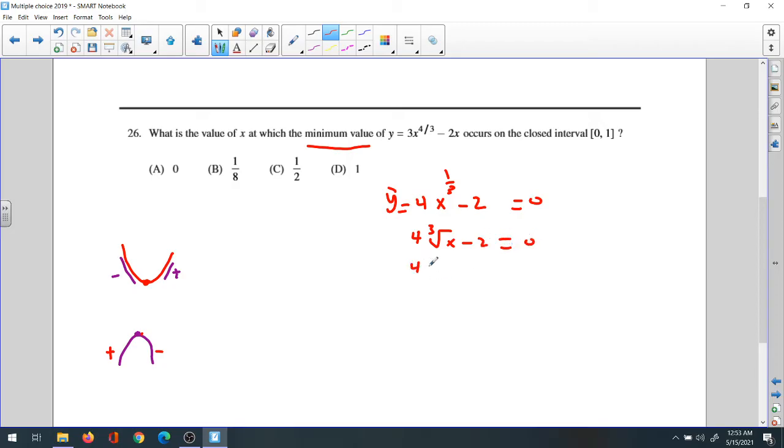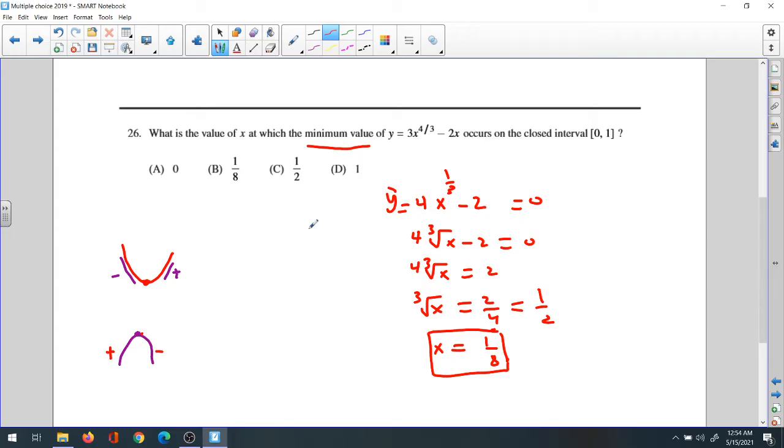We need to solve it for x. So 4 cube root of x equals 2, and then you divide by 4. Cube root of x equals 2/4, which is a half. You cube both sides. This will be 1/8, and this is x. So x equals 1/8, which is the x of the critical point.